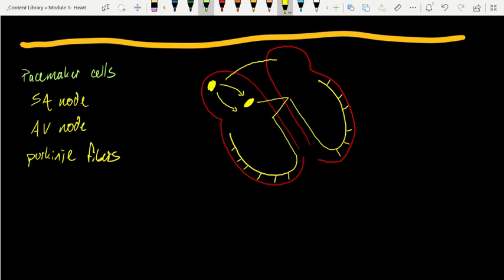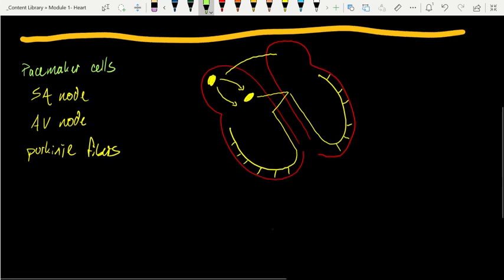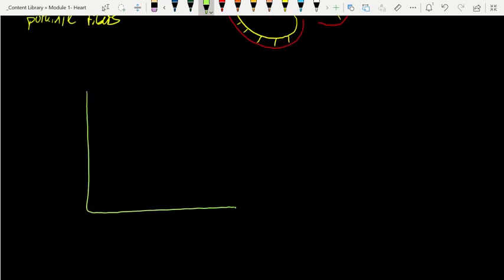Okay, so with that in mind, what does this action potential look like? If we graph it out, there's a couple of things that I want to point out. Number one, there is no resting membrane potential. Well, that's super interesting.